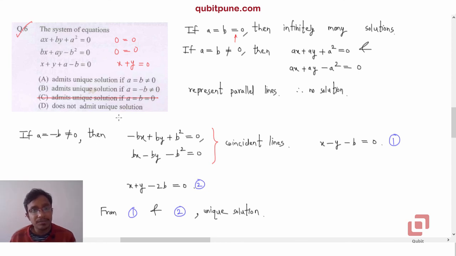Now let's go to option A, which says that a is equal to b, but it's not equal to 0. So let's replace b by a. In the first, I'm going to get ax plus ay plus a squared equal to 0, and in the second, I'm going to get ax plus ay minus a squared equal to 0.